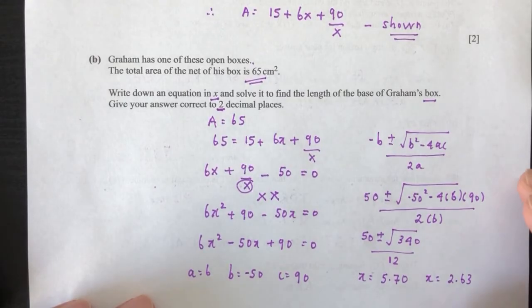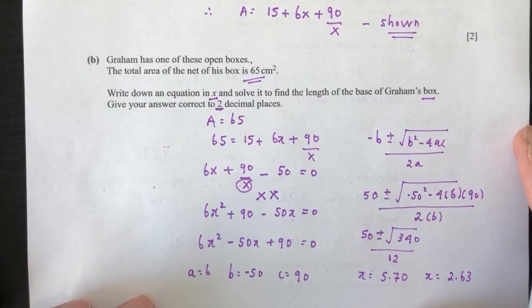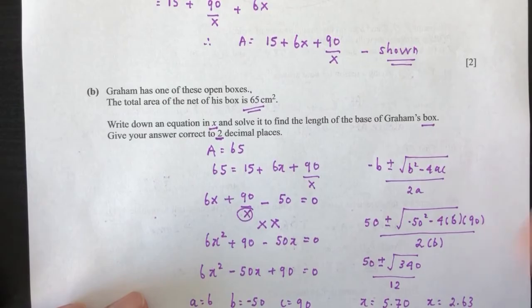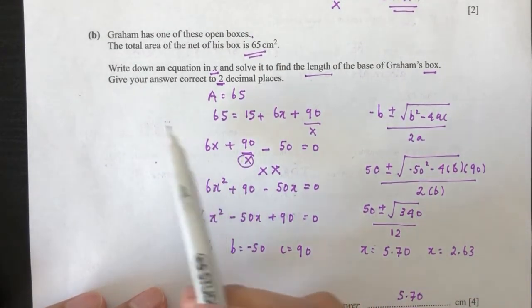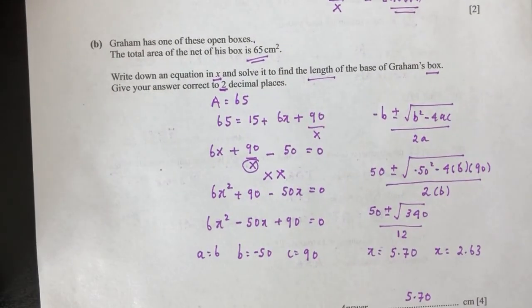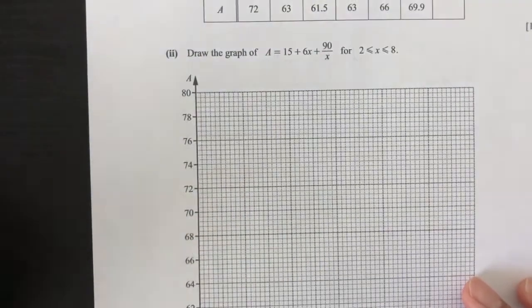Now you have to choose one of them. So which one can be the correct answer here? The length will be the value of x, so you will choose 5.70. That will be question part B. You of course can leave the two answers here, but that's okay as well. Now let's move on to question C.